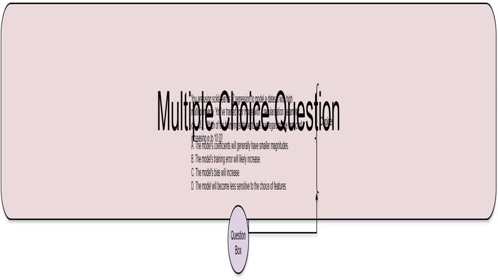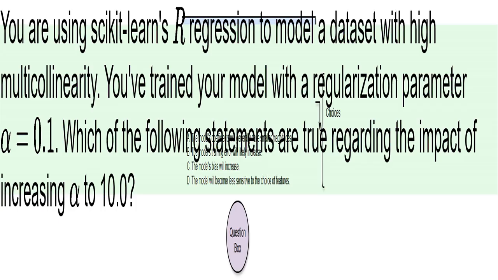I'm presenting you with a multiple choice question about the consequences of adjusting alpha in a ridge regression model. This lets you test your understanding of the effects of this important parameter. Let's imagine you're using the popular Python library sklearn to build a ridge regression model. Sklearn's ridge function is what I'll be referring to here.